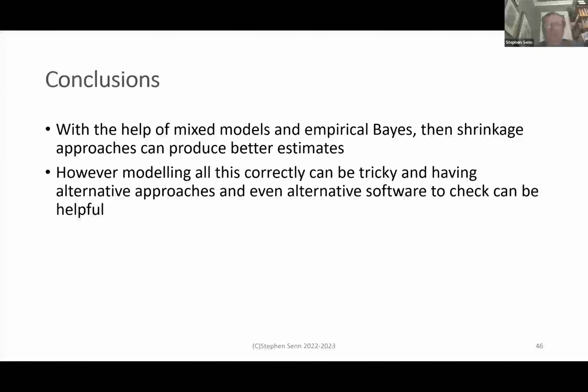We're coming up to the 5-minute break now, and I'll just give you some conclusions here. The important point is that with the help of mixed models and empirical Bayes, shrinkage approaches can produce better estimates. But modeling all this correctly can be tricky, and having alternative approaches and even alternative software to check can be helpful. I often find it useful to try and do things using different packages, and we'll see in the next lecture this is particularly useful where in actual fact the different packages even give slightly different results, and that's perhaps a salutary lesson.